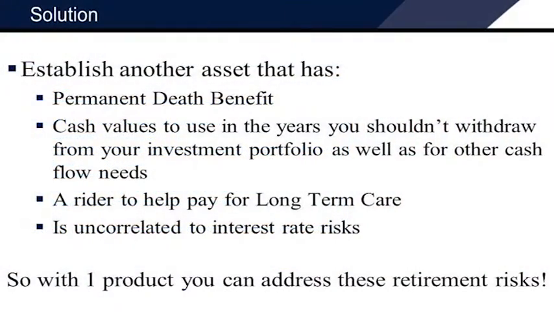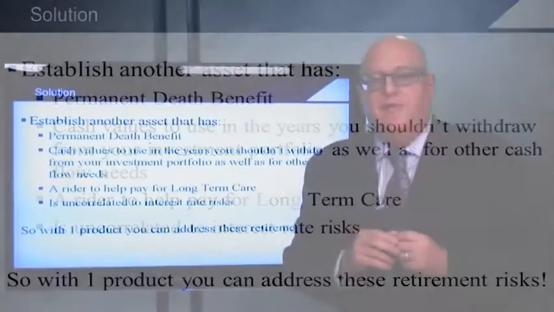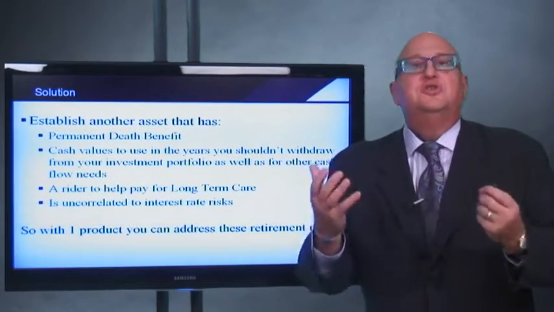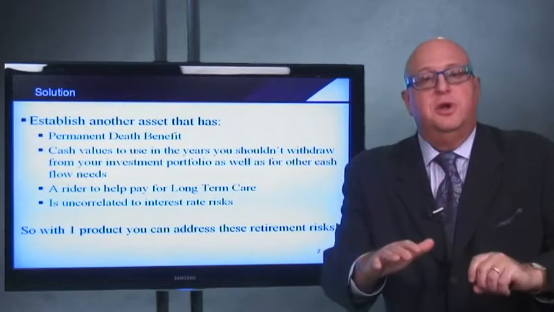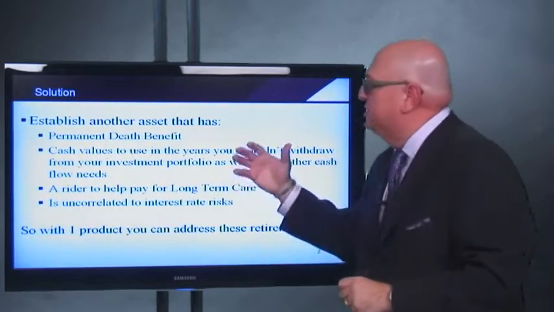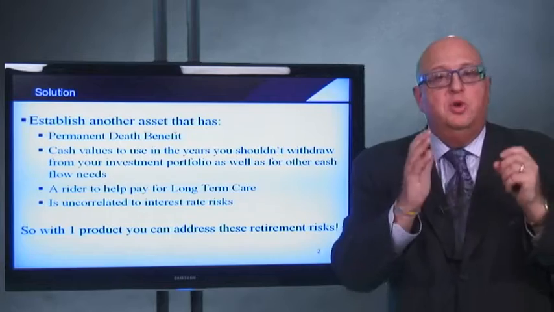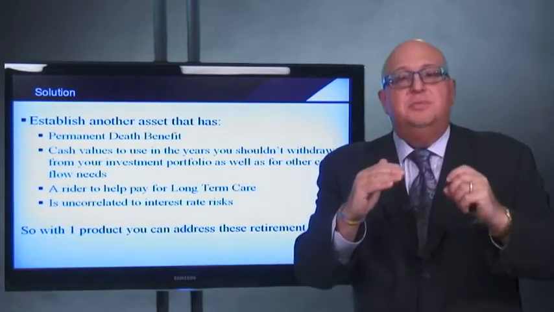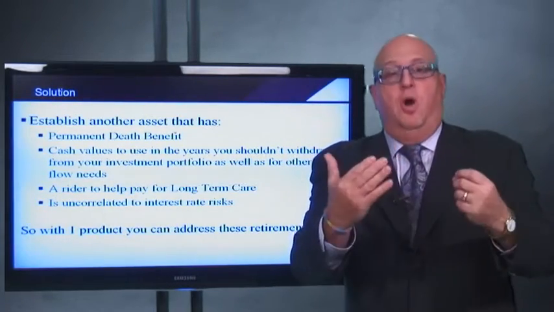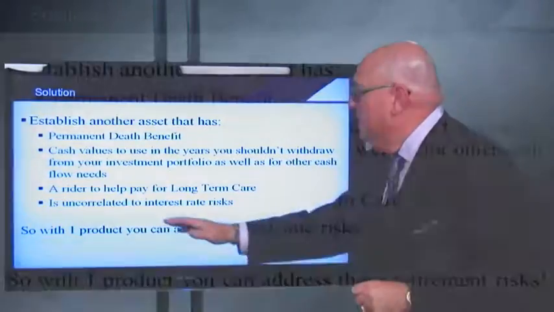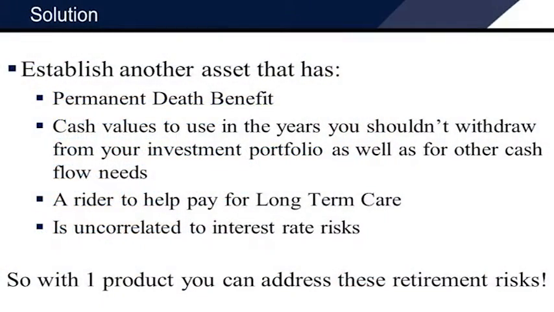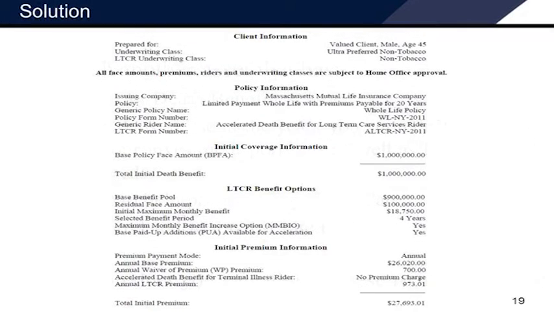And lastly, those cash values we talked about are non-correlated to the interest rate risk that a traditional fixed income portfolio might have. For instance, if the interest rates went up, bond prices would go down. But the cash values of this type of product can only go in one direction. On a guaranteed basis, they're going to be worth more each and every year. So with one product, you can address all of these retirement risks. So let's get into how that might work.